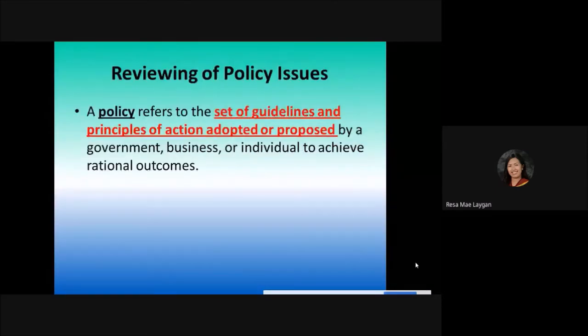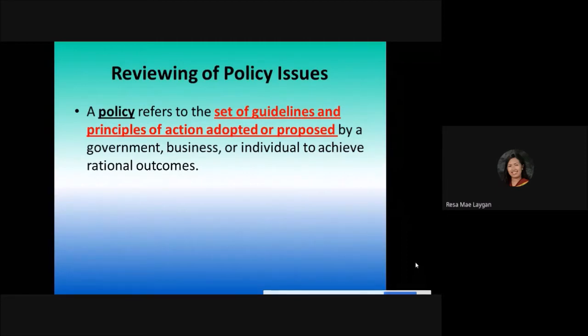So we have here the reviewing of policy issues. So we have this problem. And maybe for this problem, there are already existing policies in an attempt to solve that problem. But first, let me discuss what a policy is. When we say policy, this refers to the set of guidelines and principles of action adopted, or it could be proposed, by a government, business, or individual to achieve rational outcomes, especially in solving a specific problem.